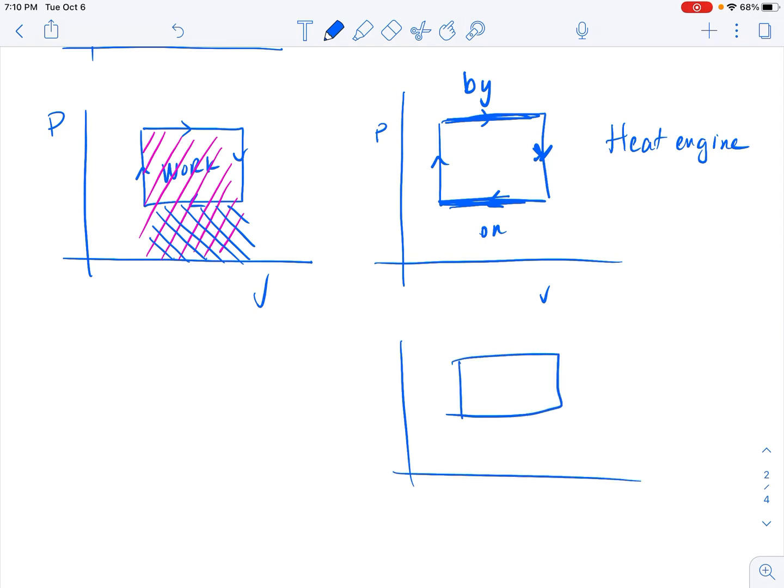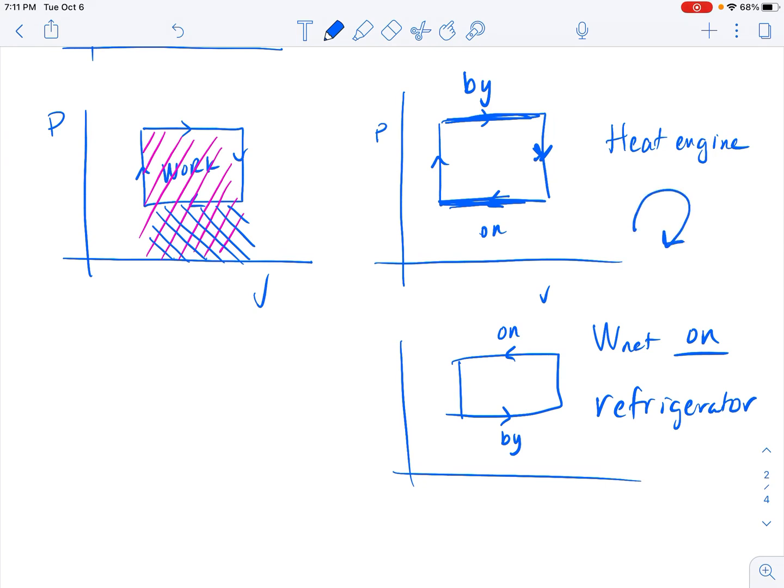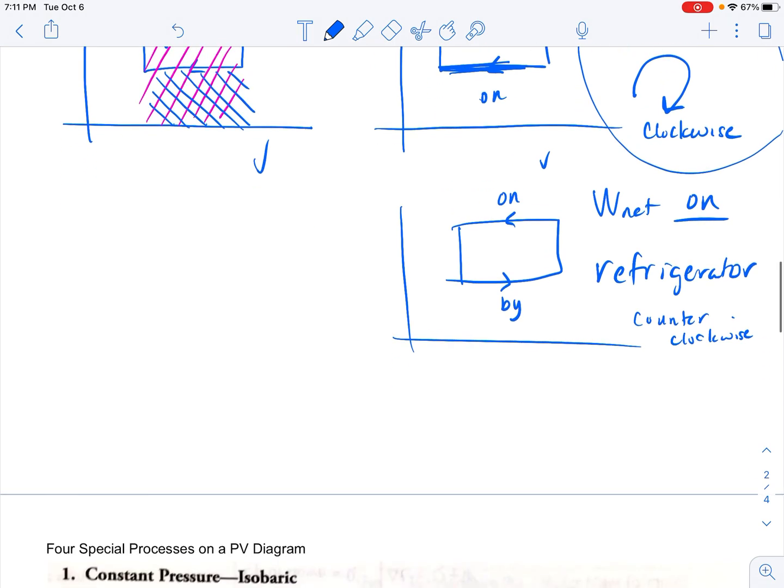Conversely, if we have a cycle going in the opposite direction where we have work being done on the gas and work being done by the gas, and here the net work is on the gas, that's going to be a refrigerator. And this way around is clockwise. So heat engines are clockwise, and a refrigerator is counterclockwise. Or the cycle is counterclockwise.